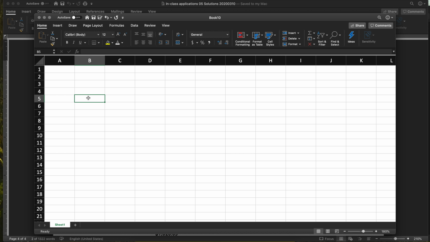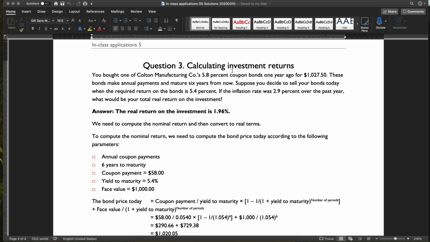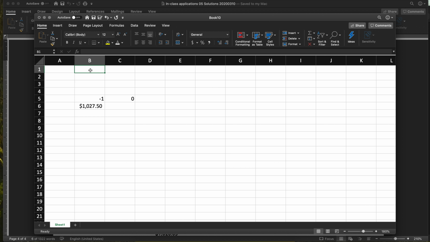Let's just draw our timeline. Well, this is -1 and this is 0. We bought it for $1,027.50. Let me make sure that's right. It is. The coupon is 5.8% on the bonds. So let me just go up here. 0.058. They're annual, so we don't have to make any changes. So we're going to get $58, and we're also going to be able to sell it.